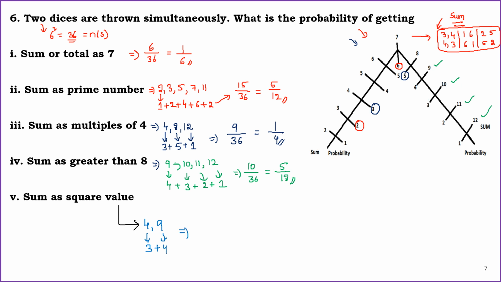So total possibility, probability of an event is nothing but n of E by n of S. 7 by 36. These are the possible cases. I hope it is clear.